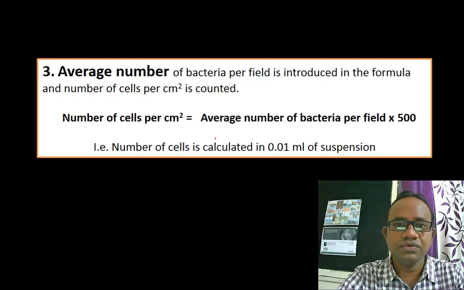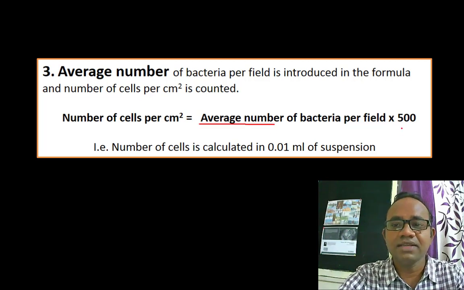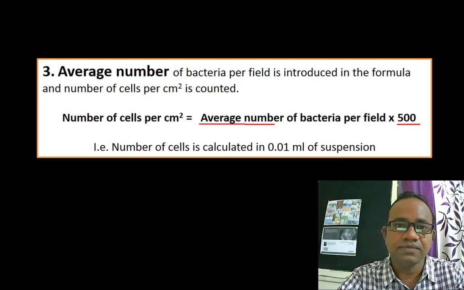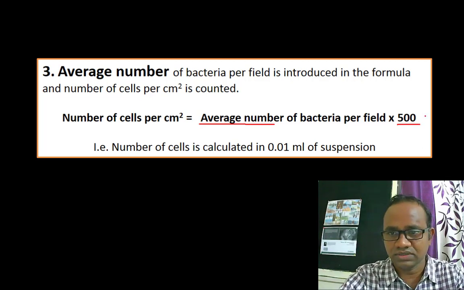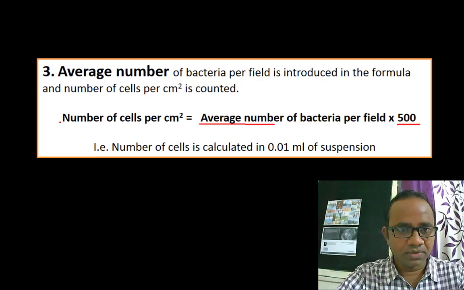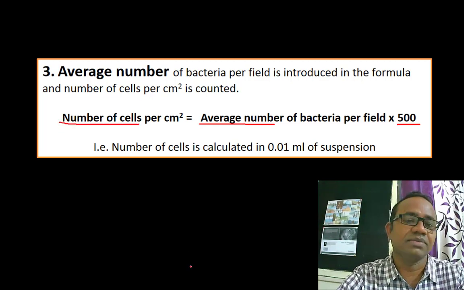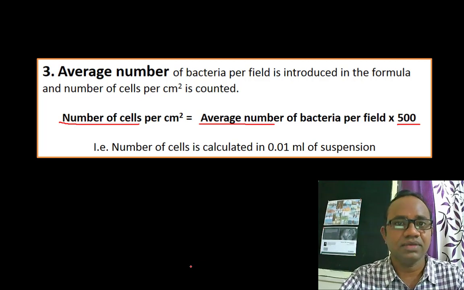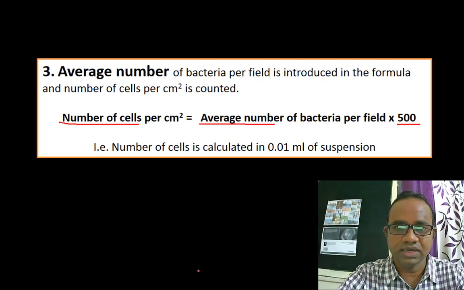What we generally do is count the number of bacteria in one particular microscopic field, which becomes the average number of bacteria, multiplied by the total number of microscopic fields, that is 5000. So in this way, the total number of cells per centimeter square, that is the total number of bacteria in the smear, can be easily calculated.